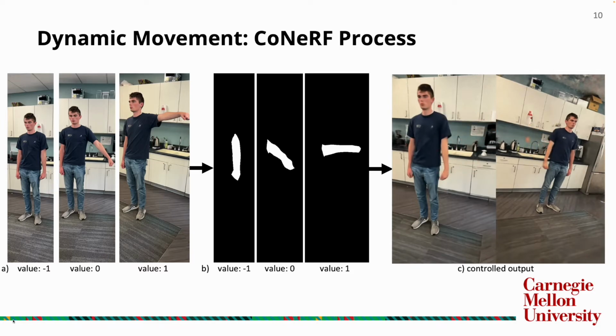Next, we pass these images through our automatic annotation tool, BodyPix 2.0, and obtain accurate masks of the dynamic component, which in this case is the arm. Using both the assigned values and generated binary masks, we get a controllable output.